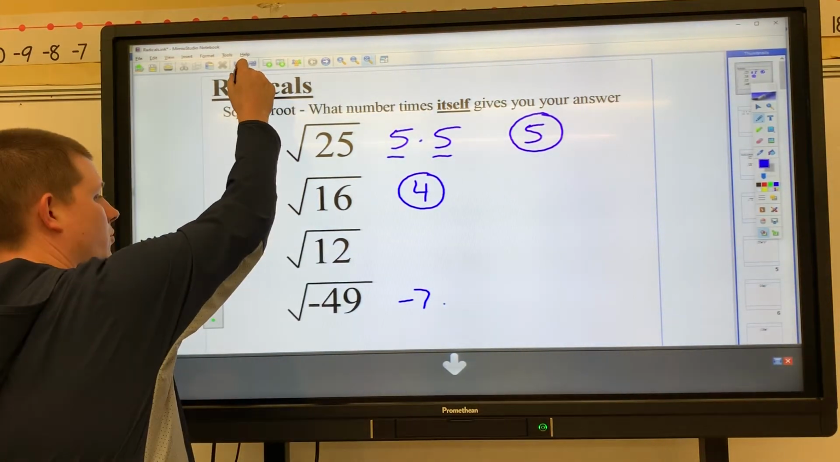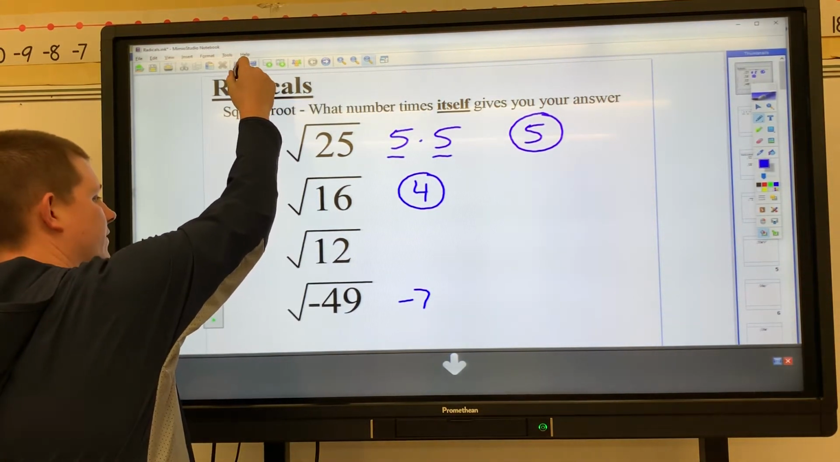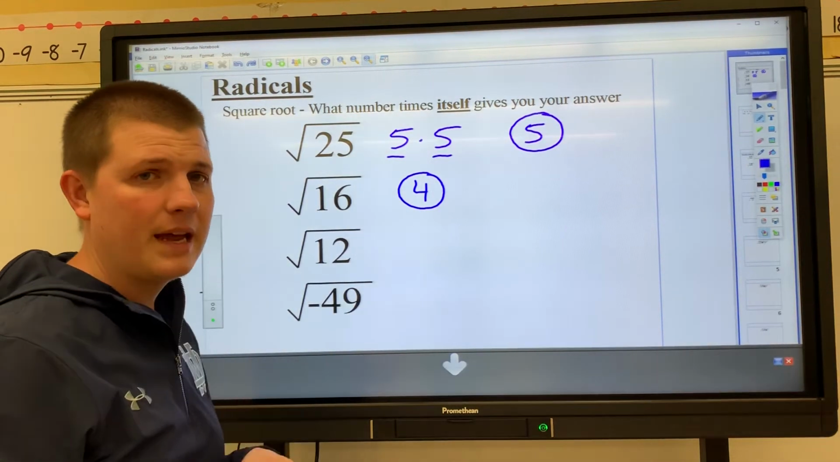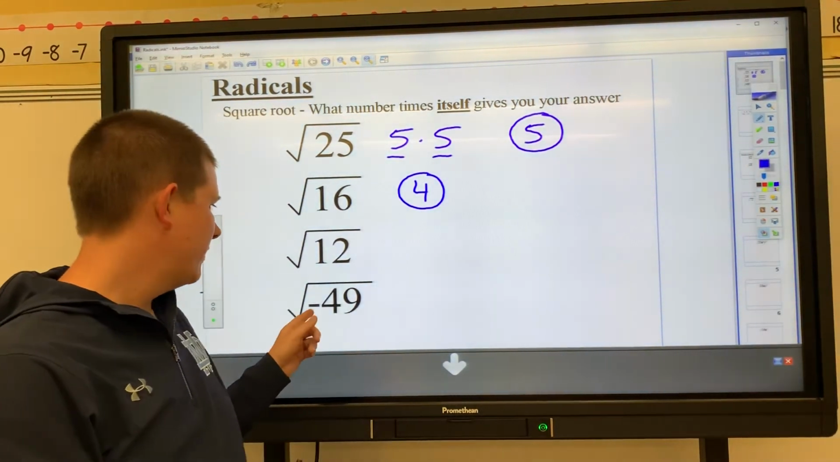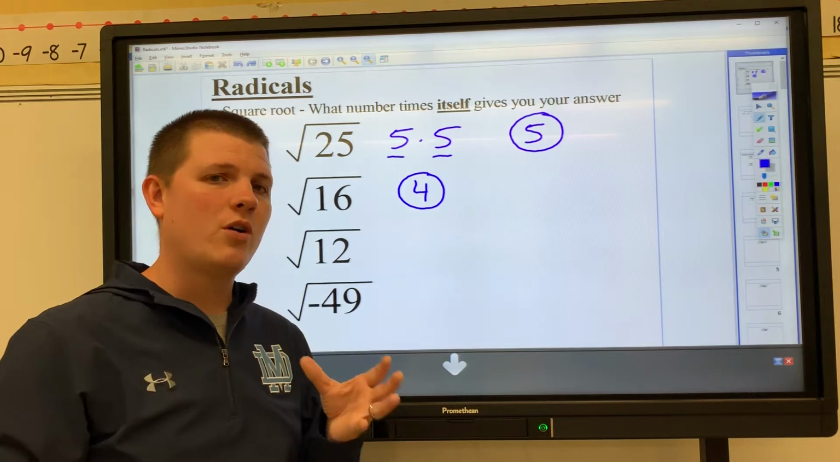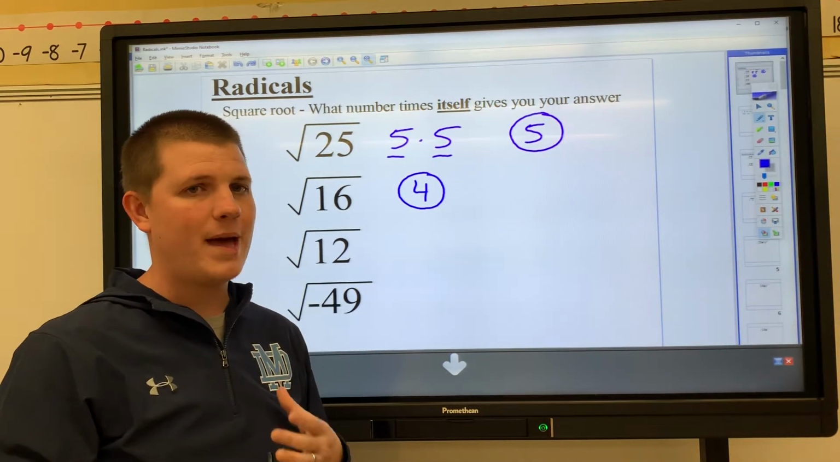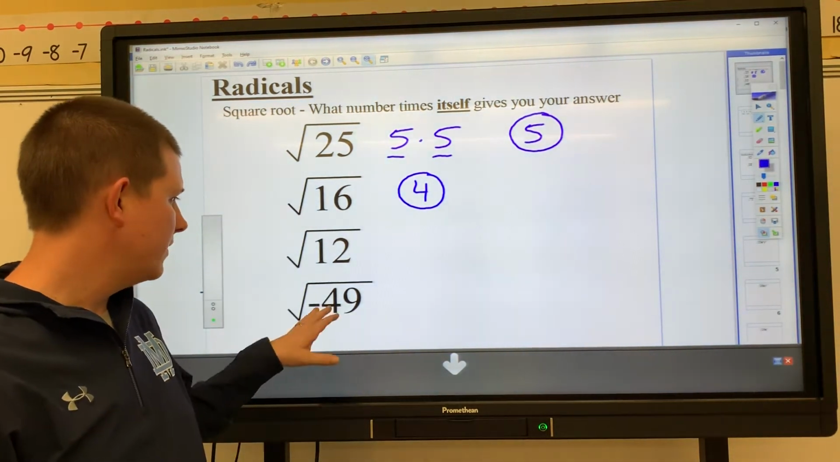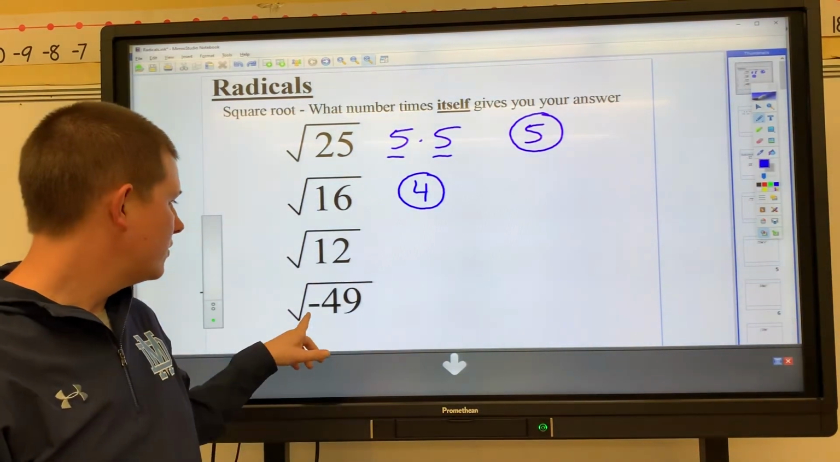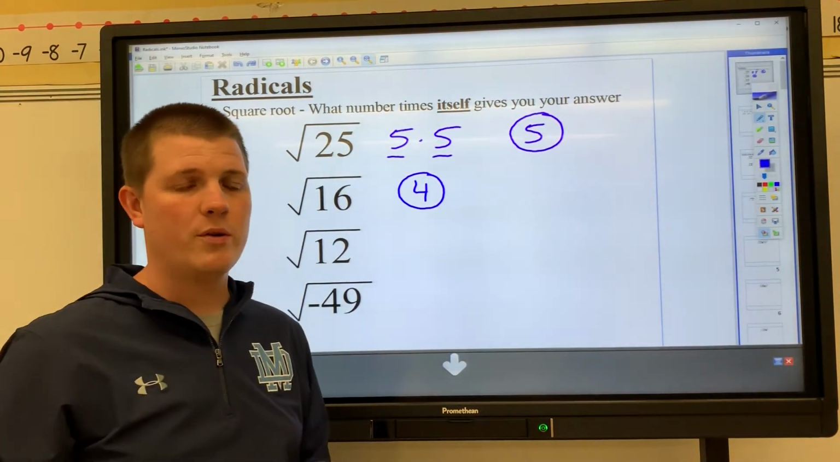In fact, there's no square root of any negative numbers. And we talked about that at the beginning of the year. The square root of a negative number becomes what we call an imaginary number. And if we have time, we will get to that also in a different video. There is no square root of negative numbers.